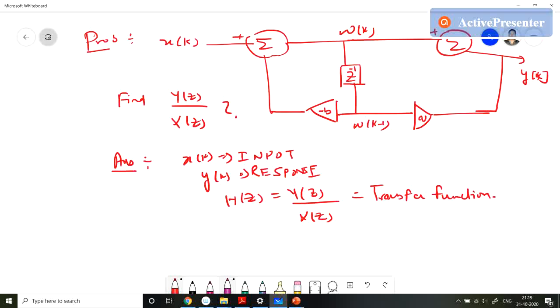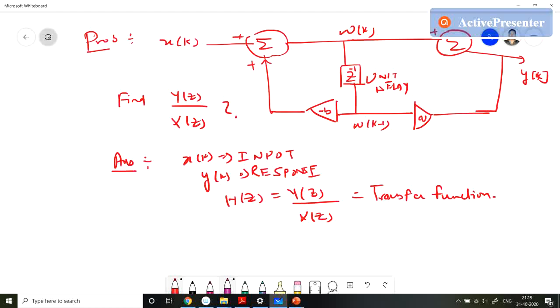Now we have multipliers, and this is a unit delay. These are multipliers. This is a unit delay. This is w(k), and so let us solve this.